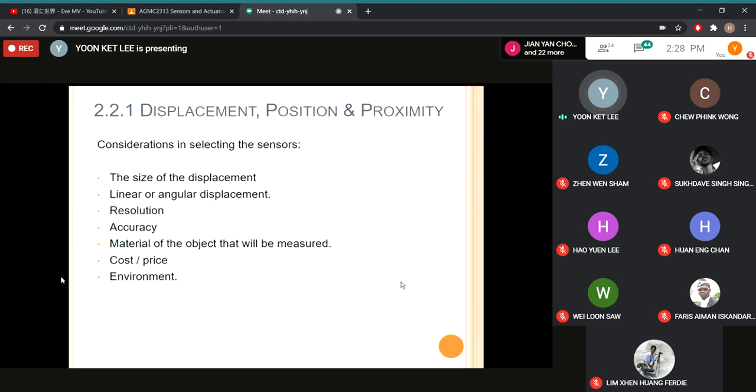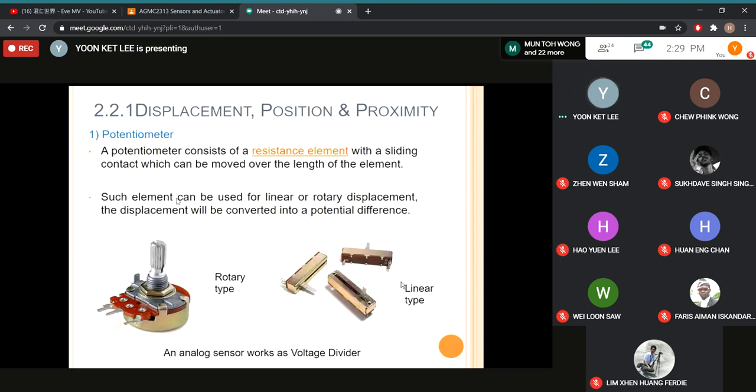And the last one is the environment. For example, if you want to use an inductance sensor and your sensor works under a very high electromagnetic field, with a high voltage wire very close by, then the electromagnetic parts will disturb the sensitivity of your sensor. That will give you malfunctions. So all this you need to consider when you want to use a sensor.